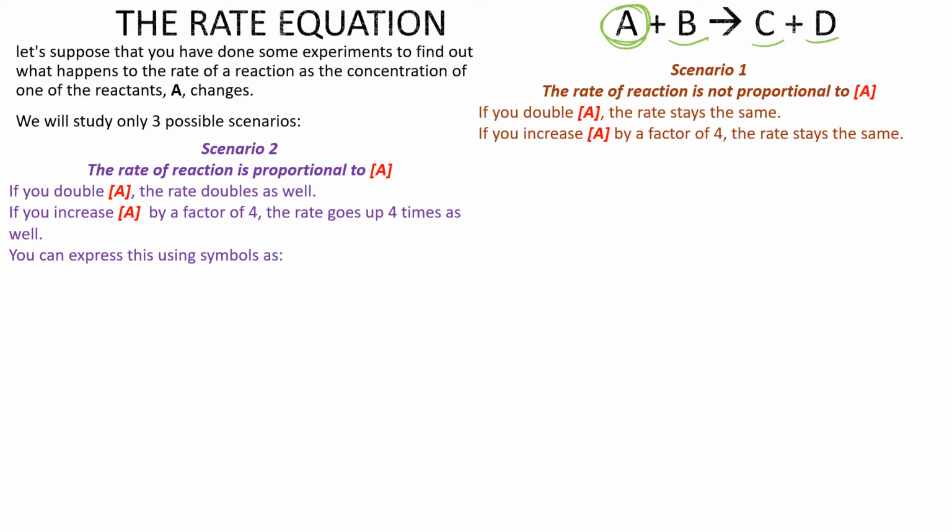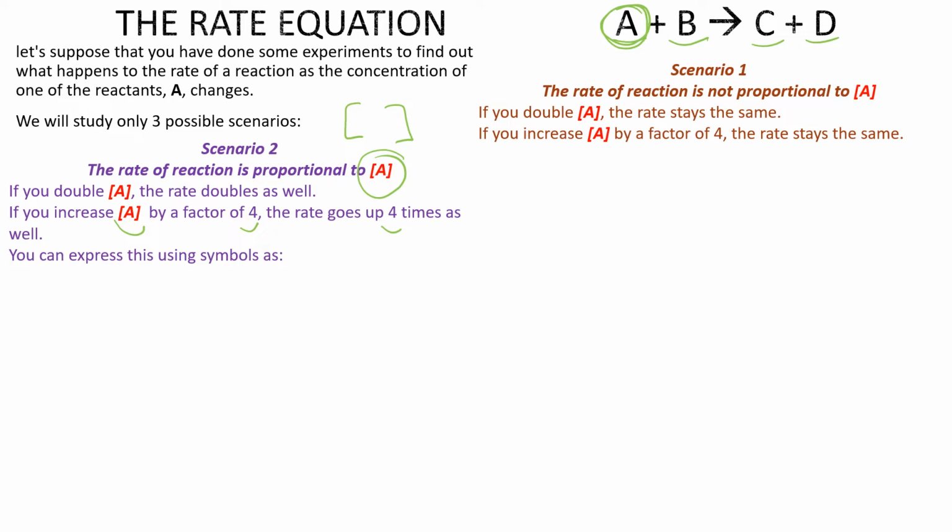Our second scenario: the rate of reaction is proportional to the concentration of A. Why am I saying concentration? Because when we draw square brackets, we mean concentration. In this scenario, we have found that when we double the concentration of A, the rate doubles as well. When we increase the concentration of A by a factor of 4, the rate goes up 4 times as well. So the rate is proportional to the concentration of A.